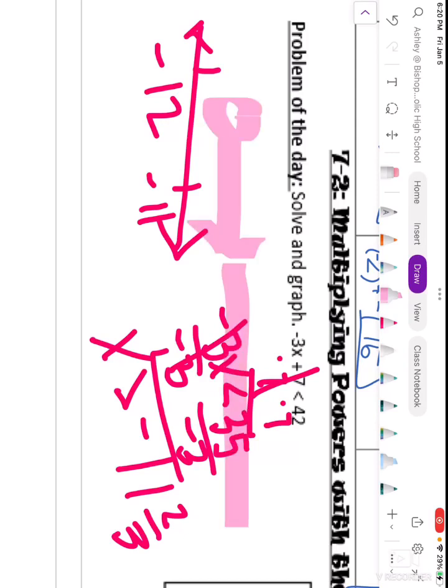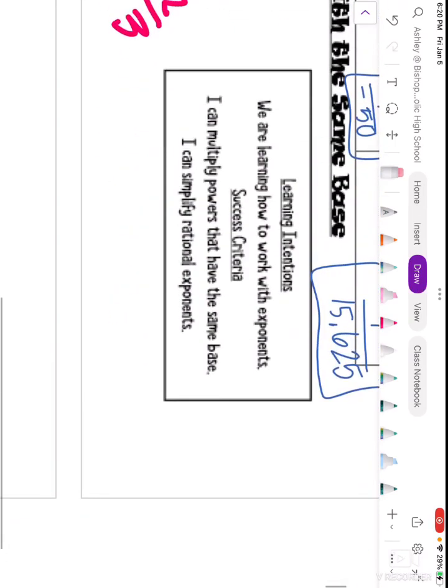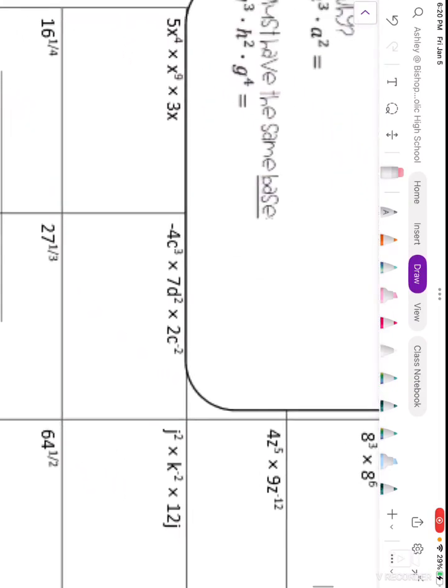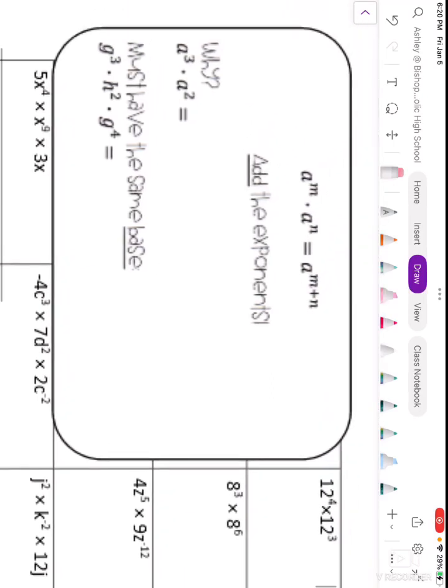Okay. Oops, that's not what I meant to do. So we're learning how to work with exponents. We're going to multiply powers that have the same base and simplify rational exponents. When you multiply powers with the same base, you add your exponents. Let's look at why we do that.